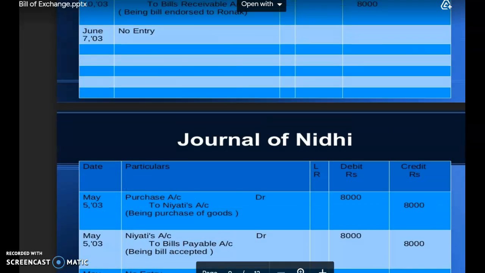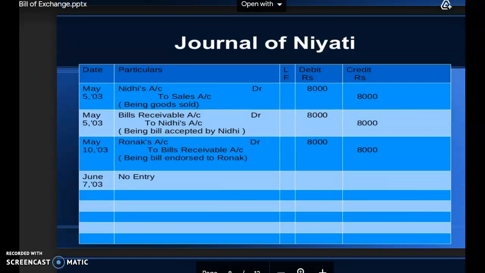Please note down that there is no entry in this particular example in the books of Niti, because now the bill is with whom? The bill is with Ronak and not with Niti. So Niti will not have any entry regarding the receipt of the payment of the bill. The entry will be in the books of Ronak, and Ronak will record the entry cash account debit or bank account debit to BR account for payment of the bill being received.